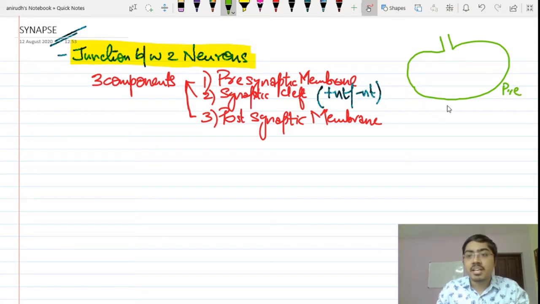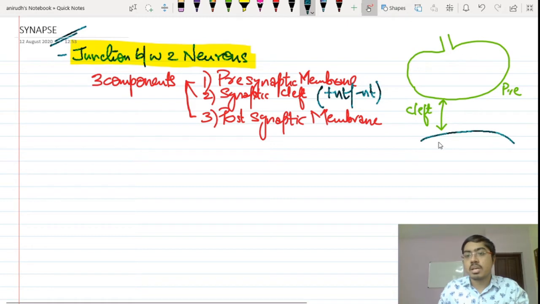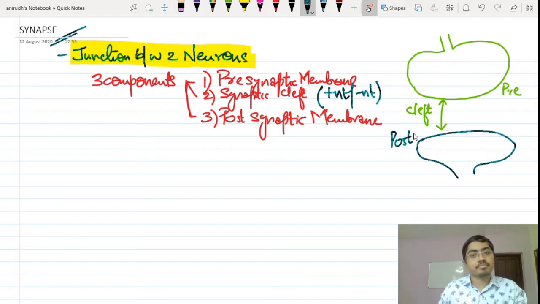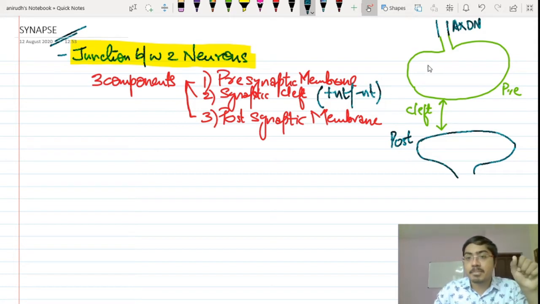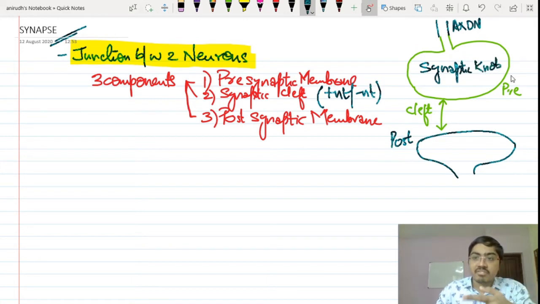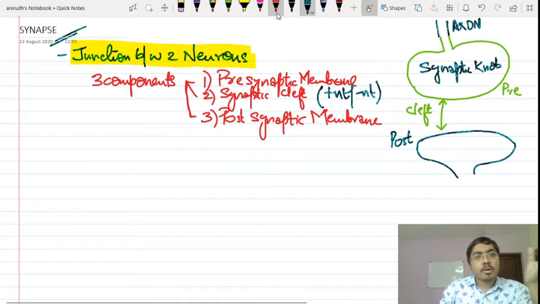You have a gap over here, and this gap is called the synaptic cleft, right? And the dendrite of the next neuron is starting, so this is the other neuron. This is called the postsynaptic membrane. So it's very simple. From here on, it is the axon. Axon terminates in the presynaptic membrane, which is the outermost membrane of the synaptic knob. You have a presynaptic membrane, you have a synaptic cleft, and you have a postsynaptic membrane. This will be leading to the dendrite of the next neuron. Very simple.